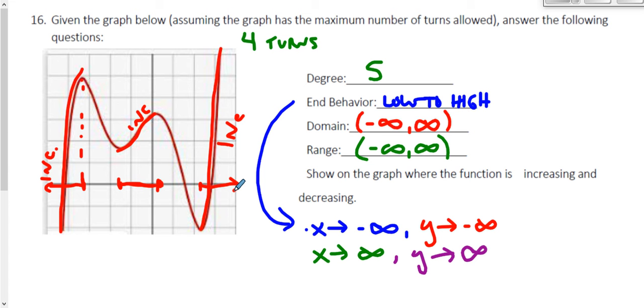For decreasing, I can trace the graph here and say this is decreasing. I can also find those points here and say the interval between here and here is decreasing. And then I can also say this part of my graph is decreasing, going downhill. So from about here to about here, I'm decreasing. And there we go.